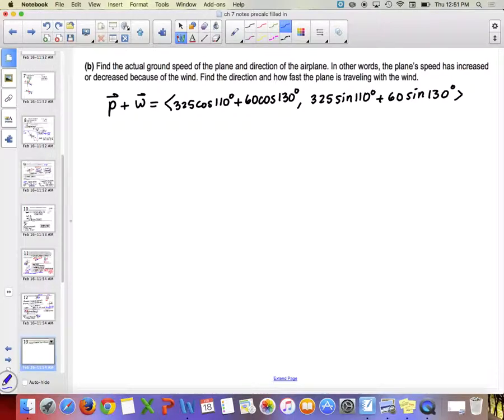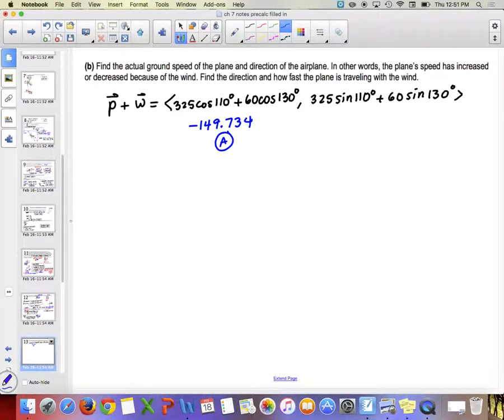All right, so I put in 325 cosine of 110 plus 60 cosine of 130, and I ended up getting negative 149.734. And I store that value, so store it as A. So store alpha A. Okay, if you don't know how to do that, ask a neighbor.